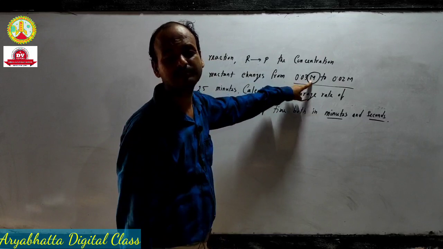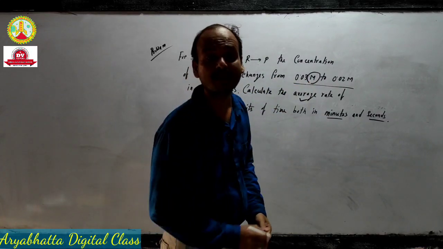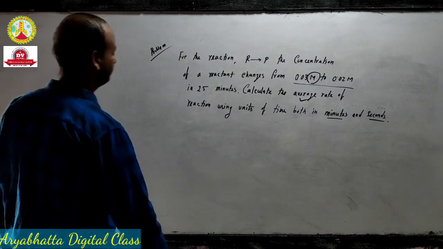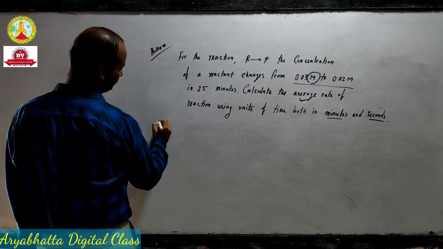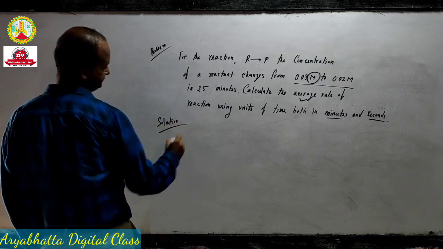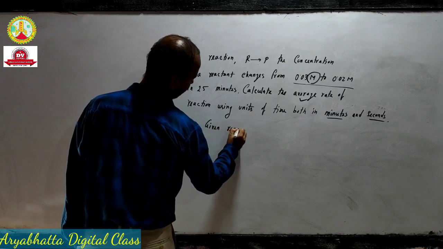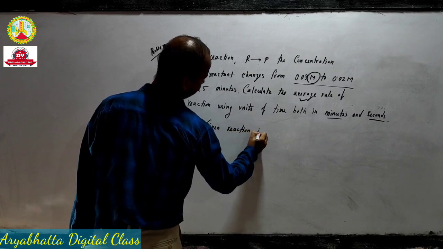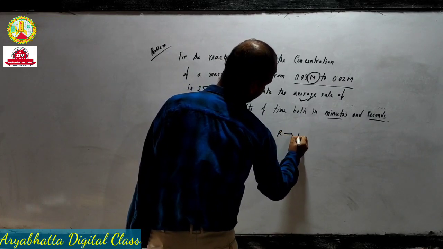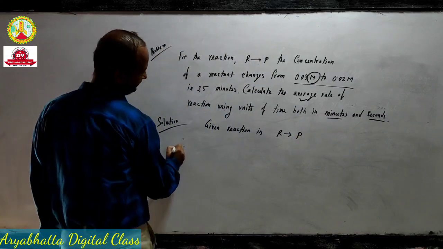Capital M molarity. Small m क्या था? Last year में सिखाया था तुम लोग को. Small m molality था. Now let's see how to do this problem. तुम लोग कैसे कर सकते हो इस problem को? Now देखो. Reaction is this one. R to P. Therefore, average rate.